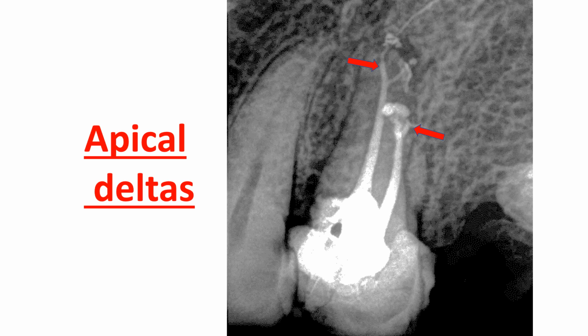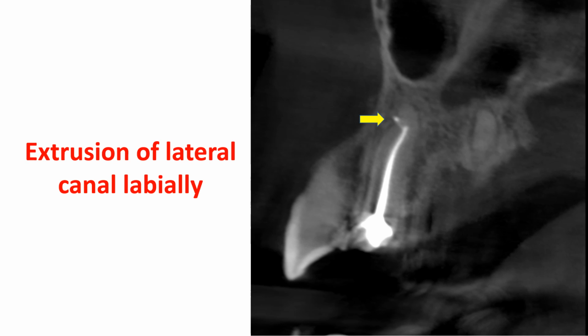Of course, when we used to take an X-ray, we may see, for example, these apical deltas or lateral canals, but we see them when they are mesial and distal, but buccally and lingually, we cannot see them. As this X-ray shows, I've got a lateral canal that is buccally positioned, and with the CBCT, I can see it.